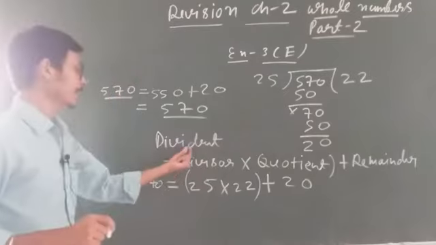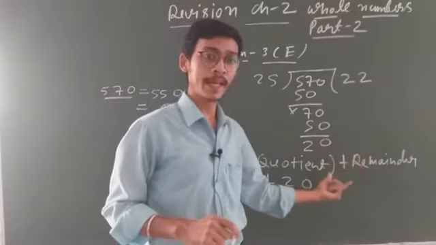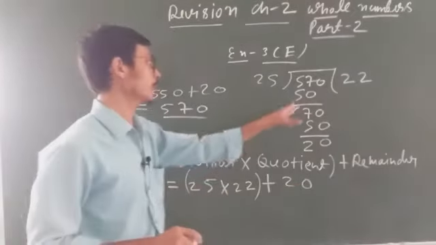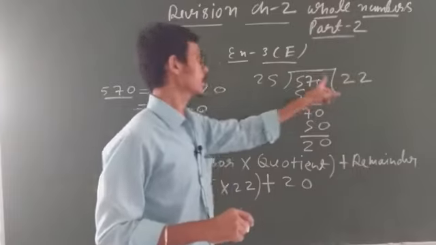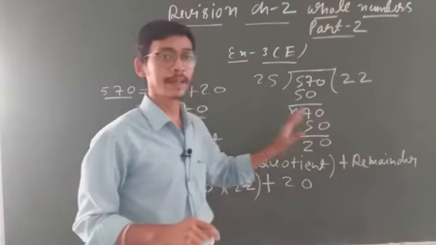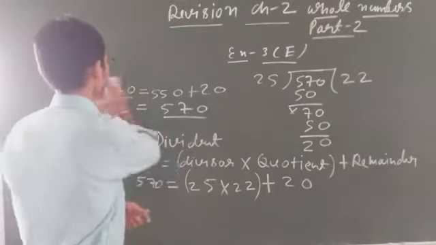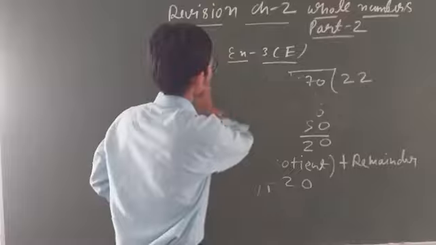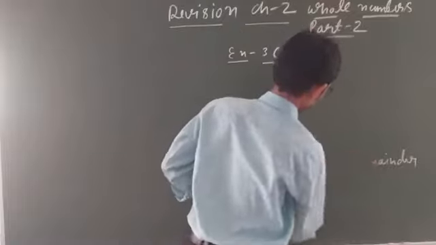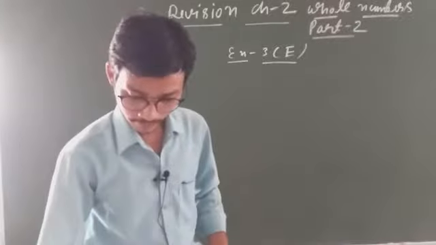What is the formula? Dividend equal to divisor into quotient plus remainder. When you apply this formula and put the values, you know that this is dividend, this is quotient, this is divisor and this is remainder. Clear, student? So I think now this concept is clear to everyone. Now you are able to solve questions based on this. Clear, student? Okay. So now come to some other questions on this.